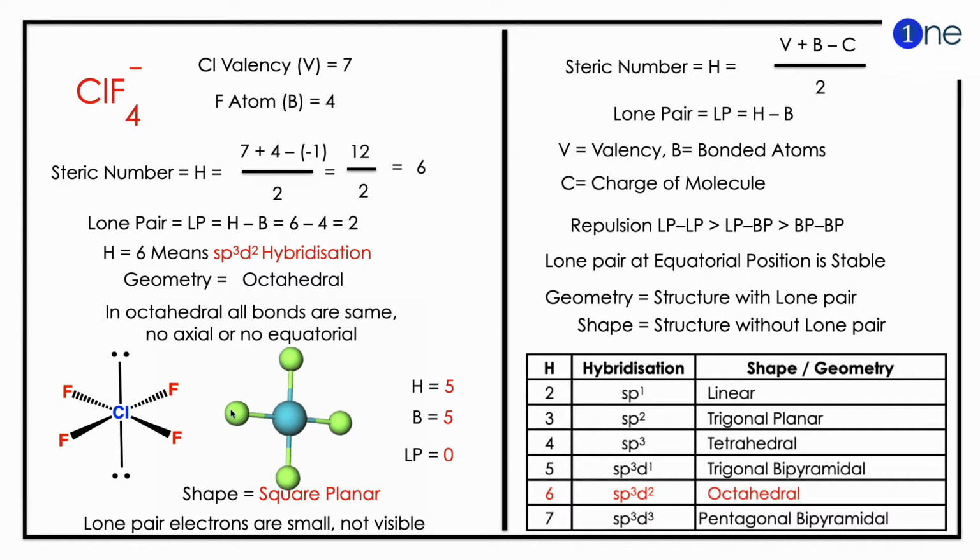The lone pair calculation will be H minus B. So 6 minus 4 gives 2. Here H equals 6 means sp3d2 hybridization. So the geometry is octahedral.